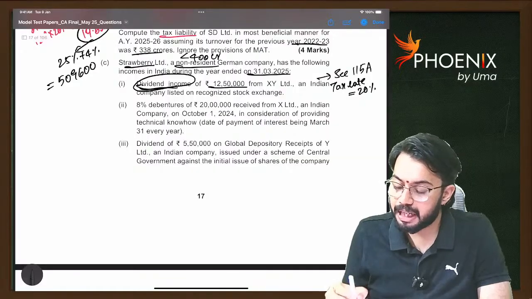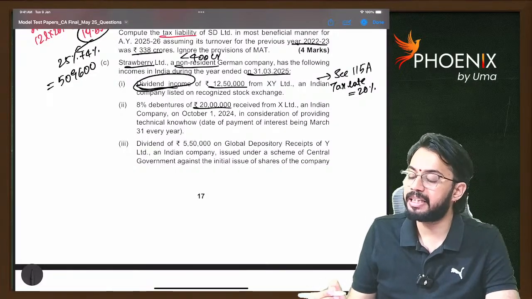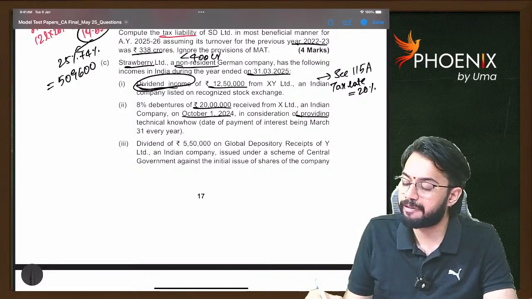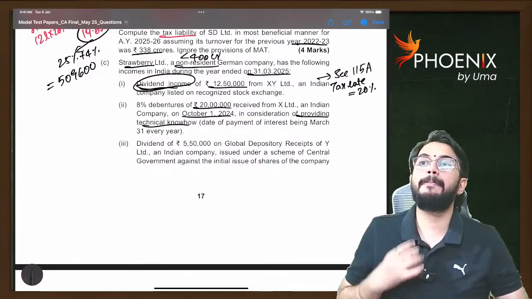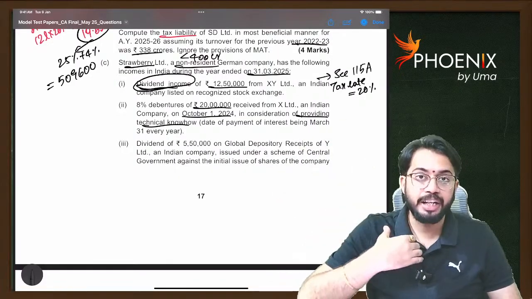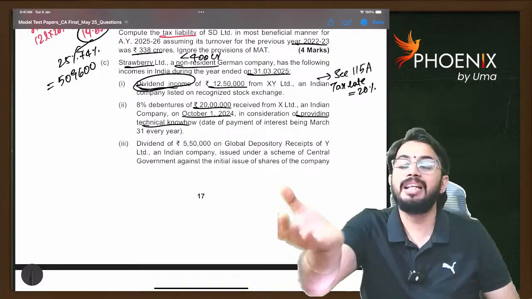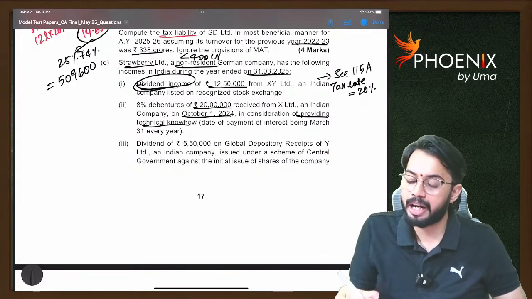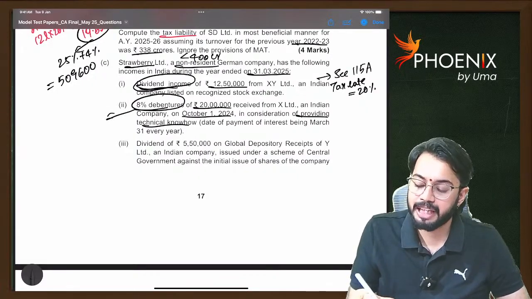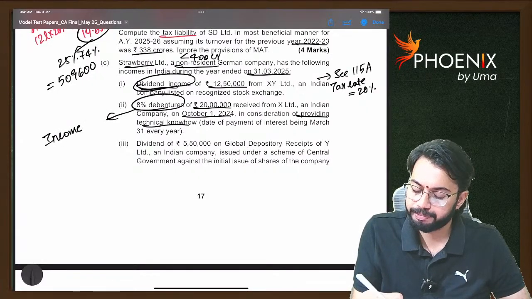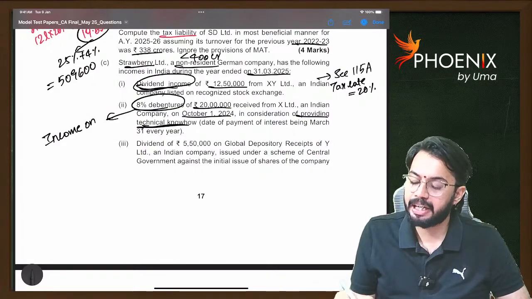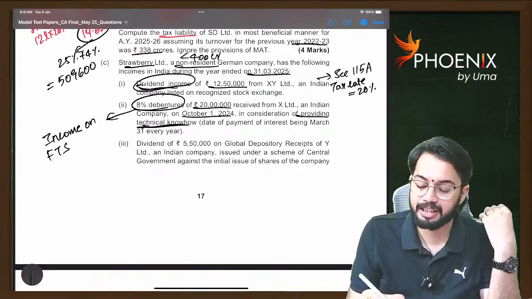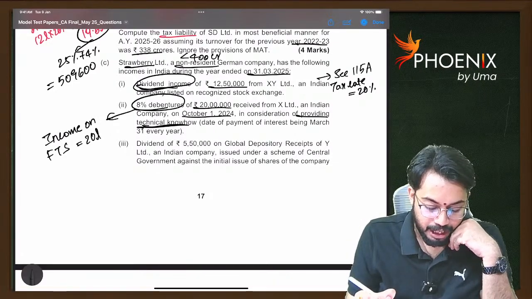Next, 8% debentures of 20 lakh rupees received from X Limited, an Indian company, on October 1st, 2024 in consideration for providing technical know-how. See, I am providing technical know-how and getting consideration. The consideration is not received in cash; it is non-monetary consideration. That non-monetary consideration is 8% debentures. So this 8% debentures is income on providing technical know-how. We can consider the 8% debentures as fees for technical services. So fees for technical services is 20 lakh rupees.